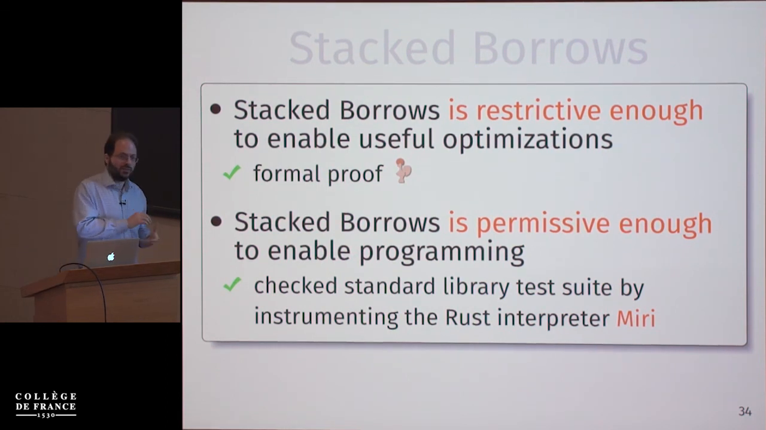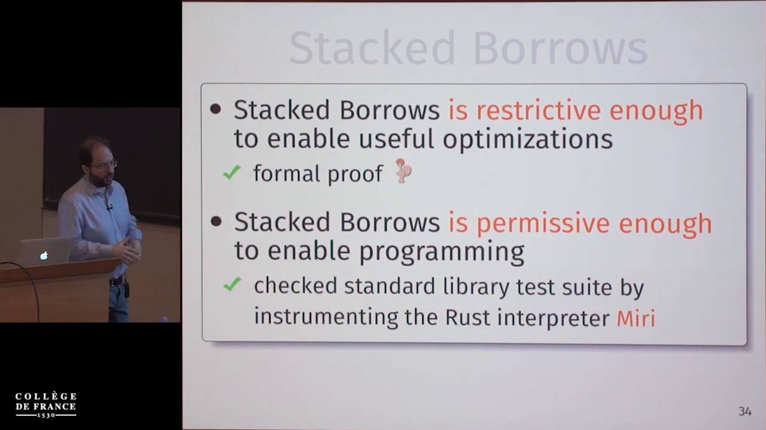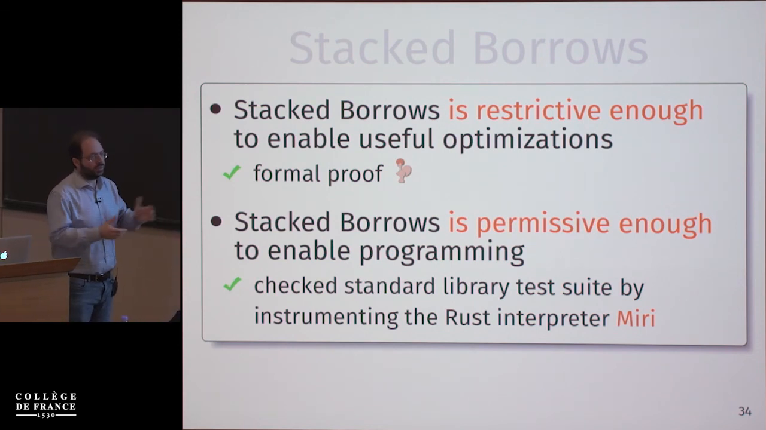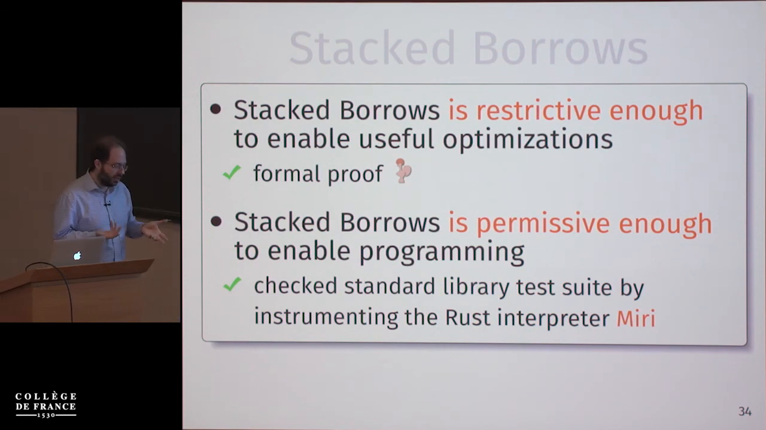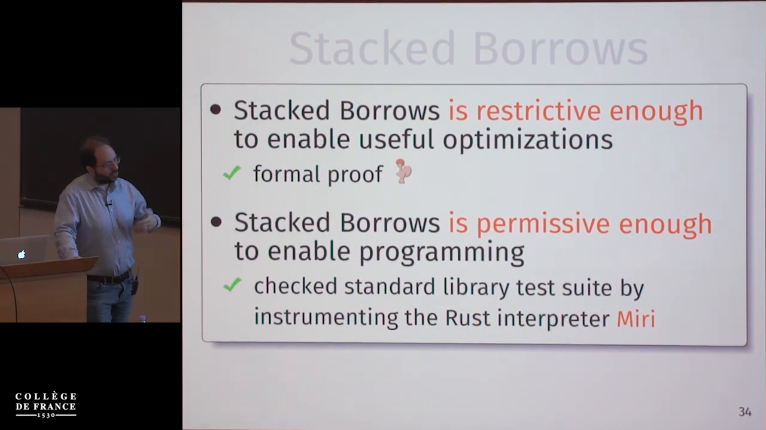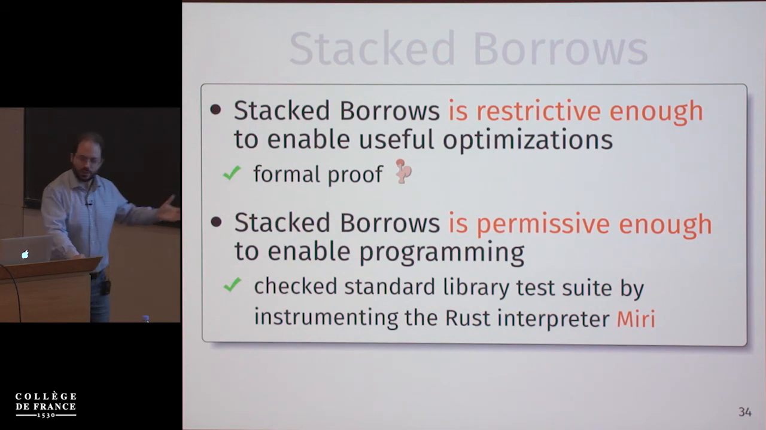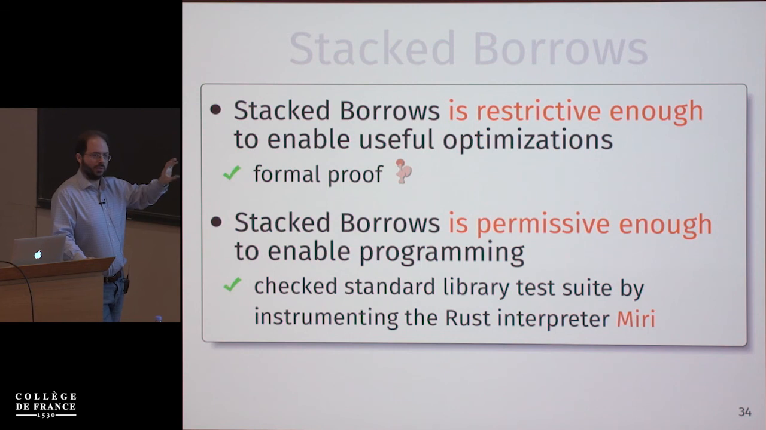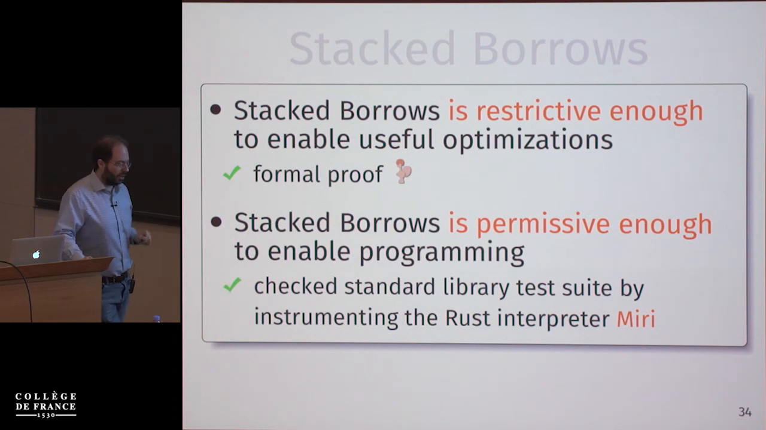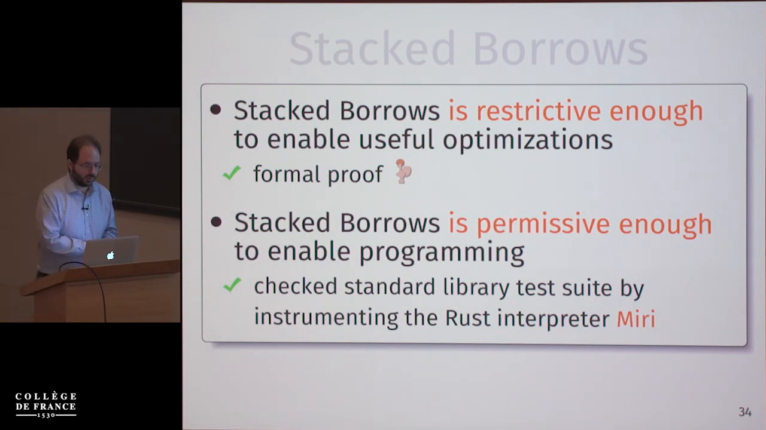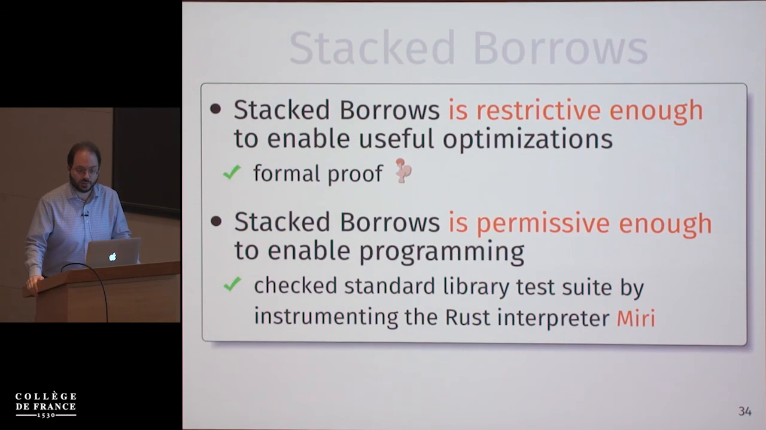And then you also want to show that it's permissive enough to enable useful programming. So you want to make sure that you didn't make too many programs have undefined behavior, or else it's not useful for programmers. And to establish that, that's difficult to establish in a conclusive way. We've started to establish that by implementing the stack borrow semantics in an existing Rust interpreter called Miri, which is shipped as part of the Rust language. And we've checked the standard library test suite to ensure that it is conforming with our stack borrow semantics and does not have undefined behavior. In fact, we were able to find about 6 flaws in the existing Rust standard library, and those have been reported and fixed.